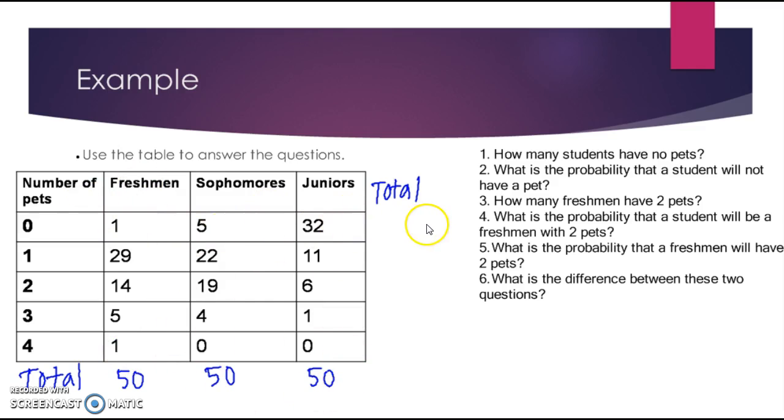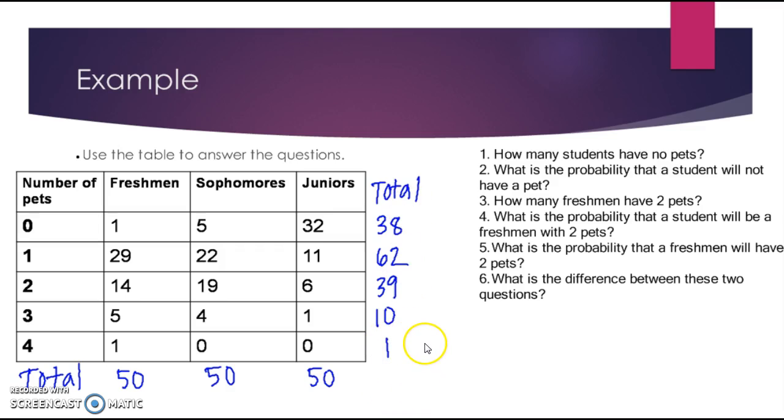Now I'm going to do the same thing going across the side. 1, 5, and 32 is going to give me 38. 29, 22, and 11 is going to give me 62. Then we've got 14, 19, and 6, which adds up to 39. 5, 4, and 1, it gives me 10, and 1, 0, and 0 gives me 1.